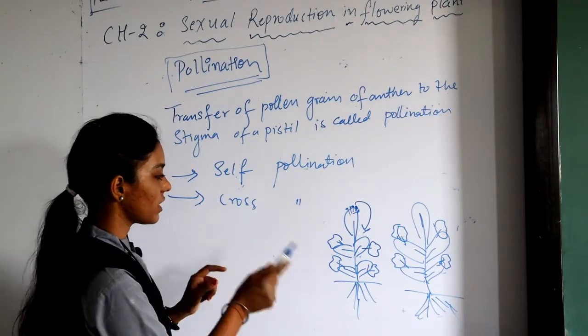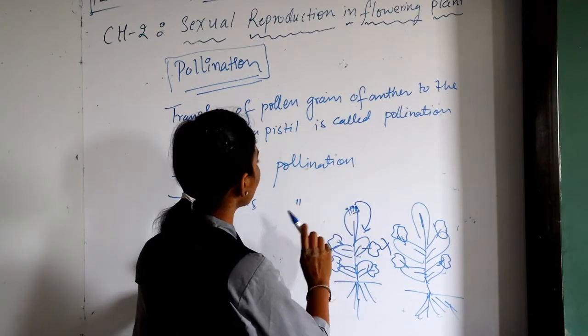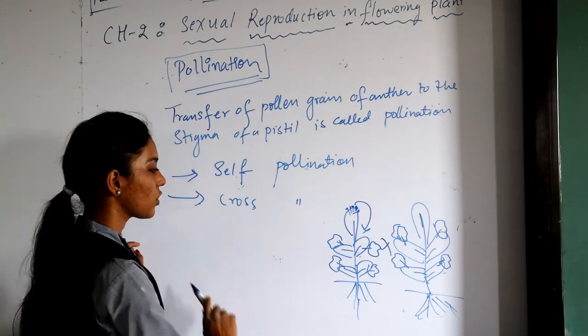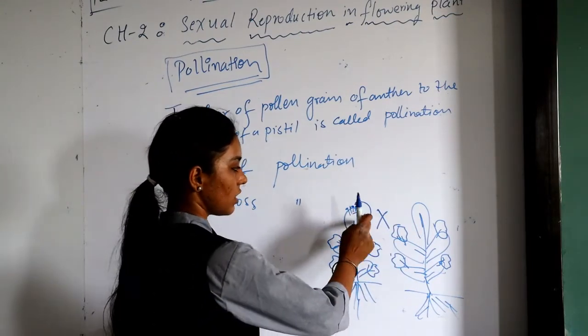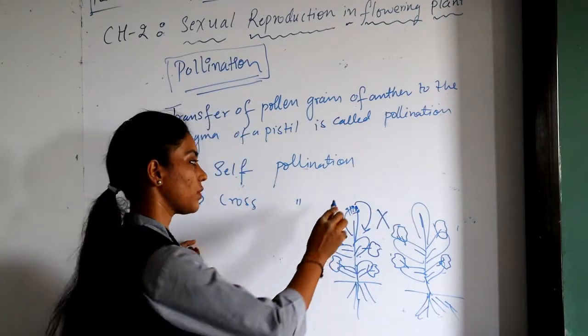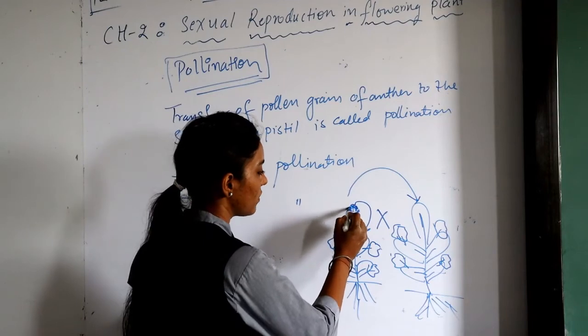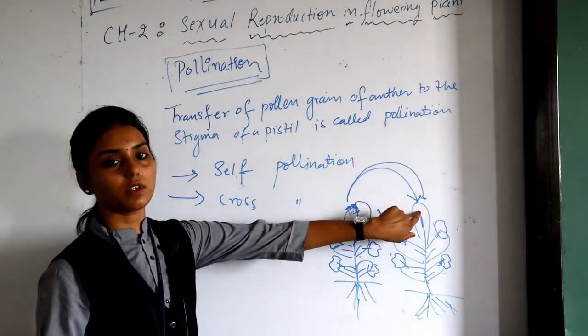Whereas cross means, you can understand with cross pollination, when the transfer of pollen grain, when pollination occurs between two different plants, then it is called cross. Cross means, you can see, a cross looks like this as well, simple. So this transfer of pollination is done between two different plants. The pollen from here will move with the help of an agent to the other part of the plant.